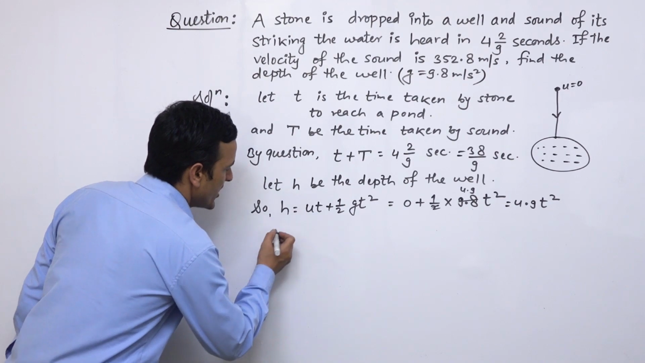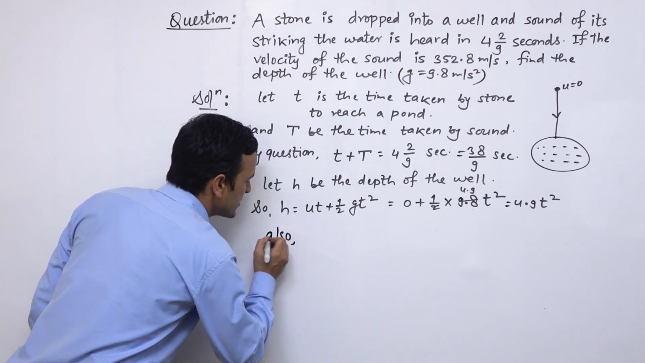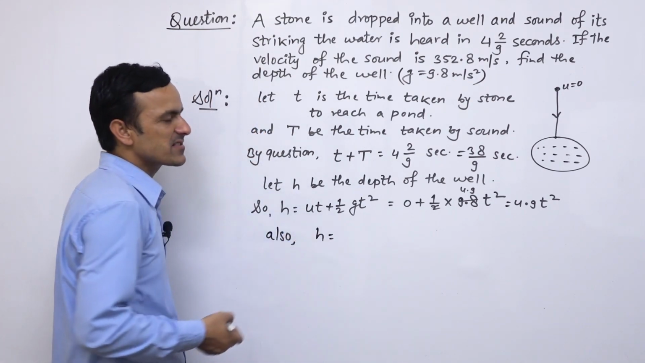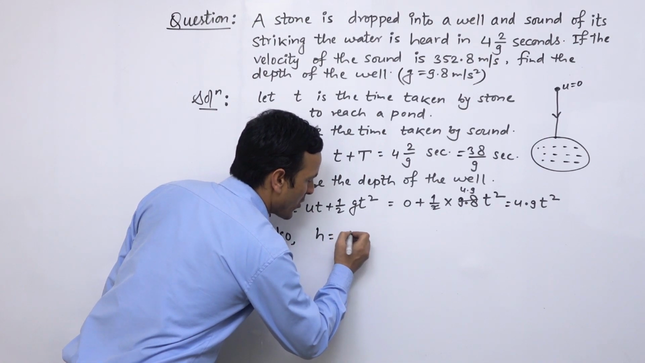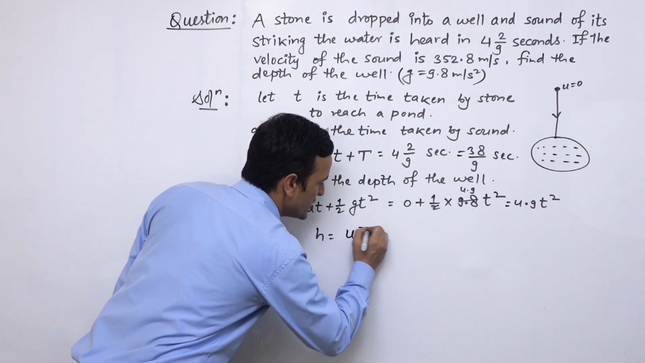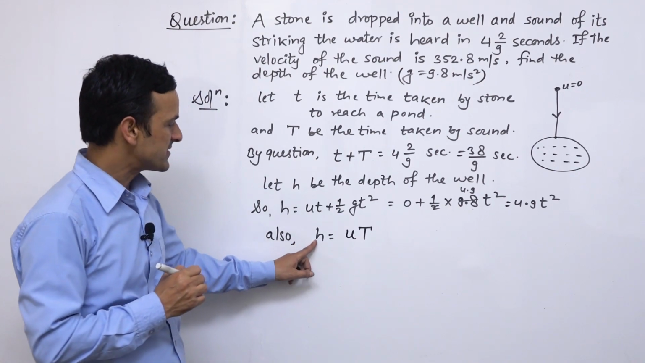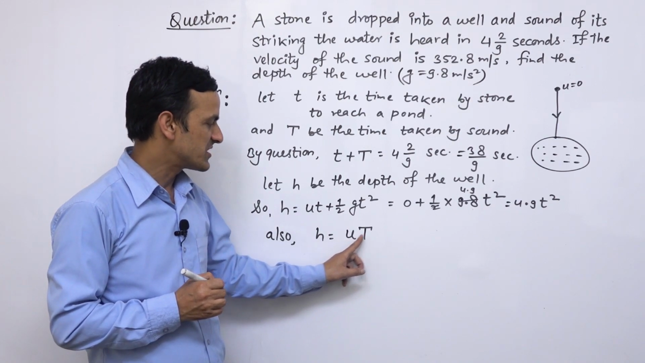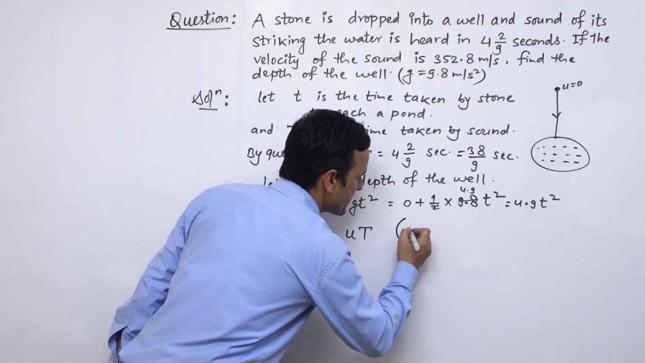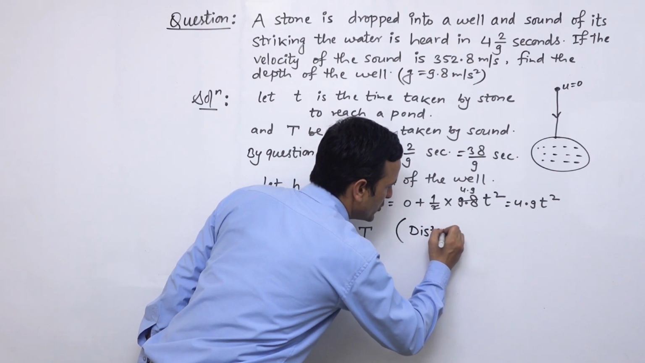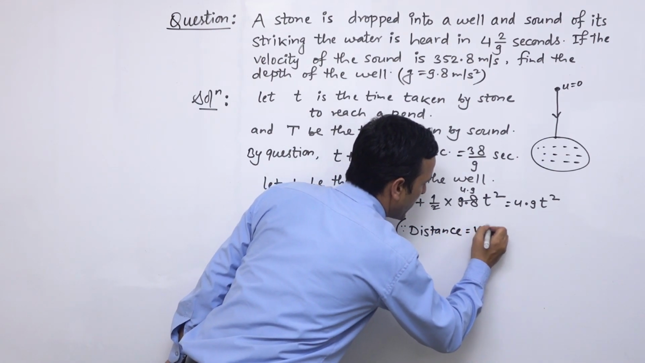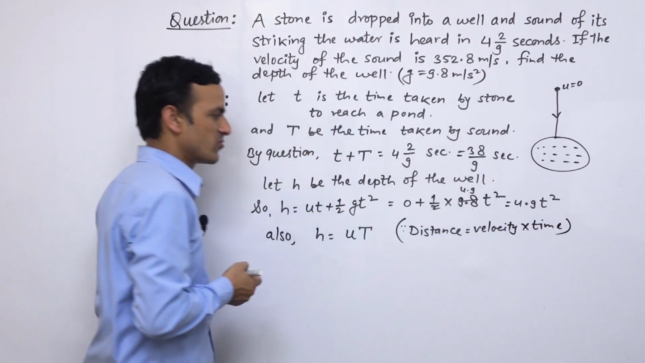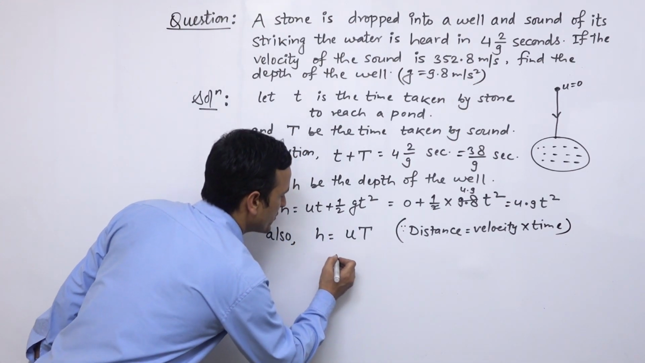And also, H is equal to height or distance covered by a body, which means velocity into time. This is the distance covered by sound. So it will be velocity into time. This is the formula of distance is equal to velocity into time, and we can substitute the values over here.